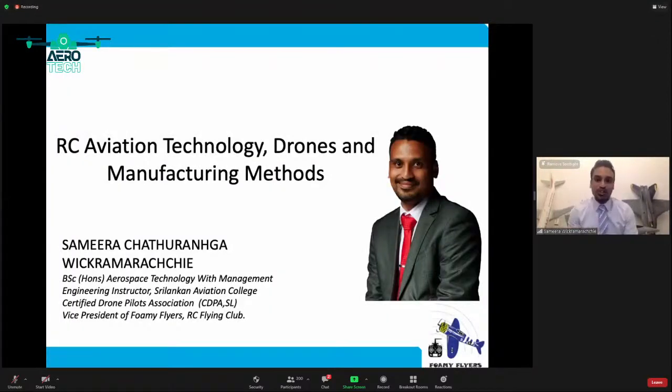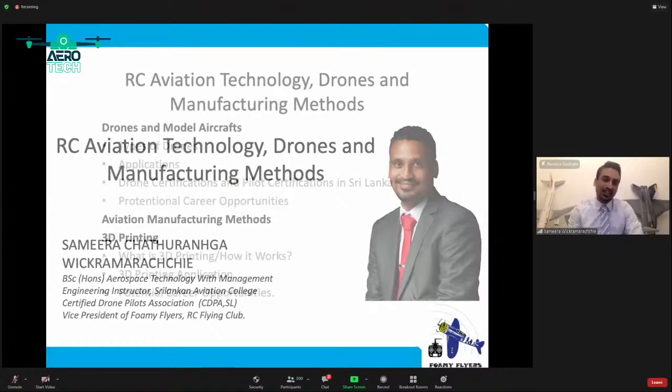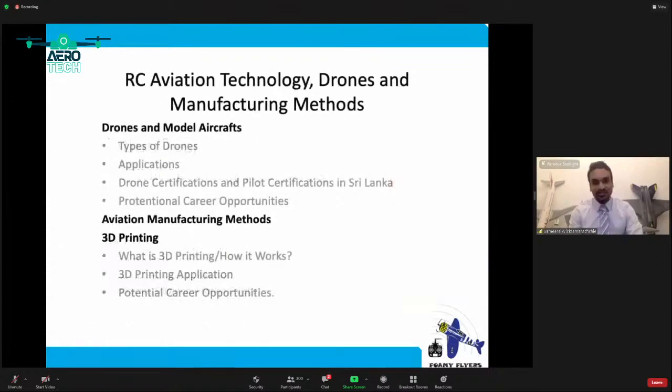As mentioned, we'll be talking about drones and model aircrafts, but in particular today, we'll be talking about model aircrafts, and the rest will be talked about in tomorrow's session. So we'll be talking about types of drones as well as types of model aircrafts and applications that we can use those aircrafts for, and drone certification and pilot certifications, which we'll be talking about tomorrow.